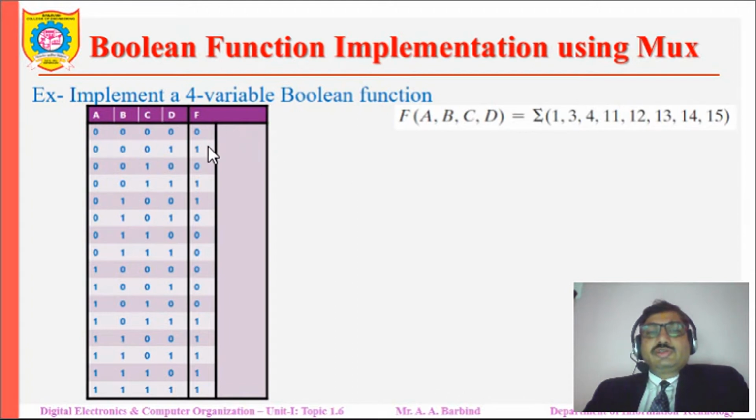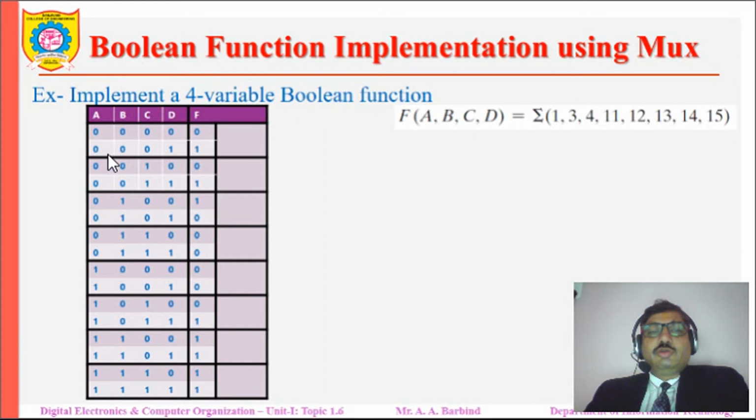The next step is to pair the consecutive rows of the truth table. So how are these particular rows paired? The first two rows are paired, next two rows are paired. Okay, so this is how we are pairing the rows of the truth table.